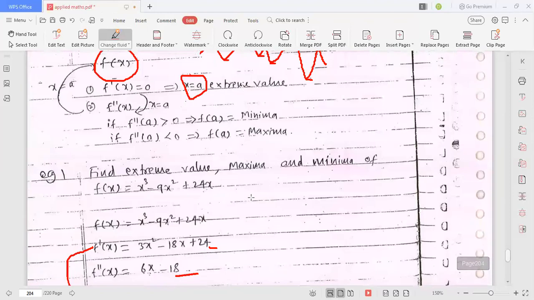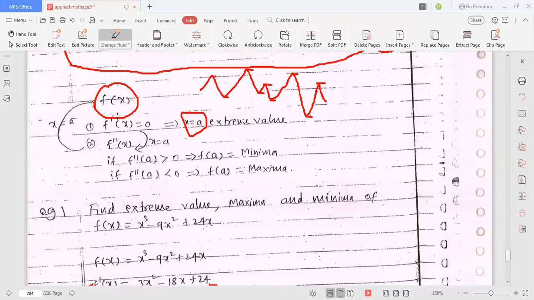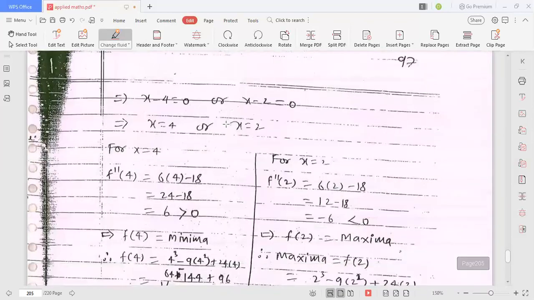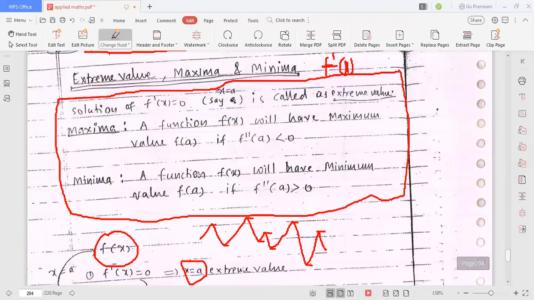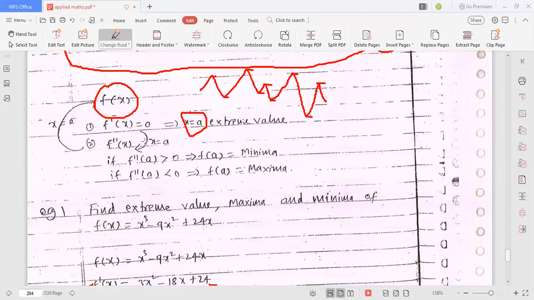So this is our first step to find extreme values, by solving the expression f dash x equal to 0, and we have found these values, x equal to 4 and x equal to 2. These two values are called extreme values. This first part is over. Now we are going to find maxima and minima. We don't know yet whether x equal to 4 is maxima or minima. So for that we have to put x equal to 4 in the second order derivative, and if it is greater than 0, then f of a will be minimum.